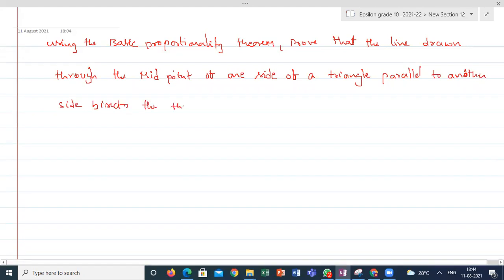Bisects the third side. Here we are using the basic proportionality theorem. He is saying there is a triangle and he is drawing a line. ABC is the triangle, D is the midpoint of AB, and he is drawing the line parallel to BC and intersecting the third side at E. And you have to prove AE is equal to EC here.